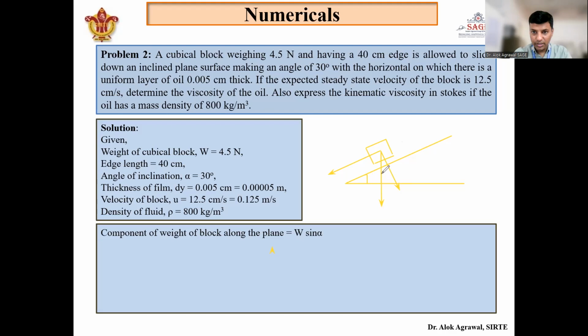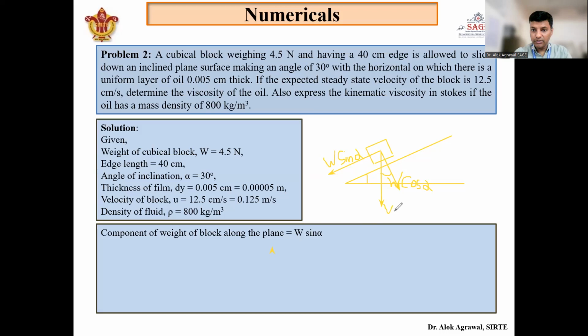If this is 30 degree, then this angle is 30 degree. Okay, so this will be the cos component, and this will be the sine component. W sine, and this one will be W cos. If you take this angle as alpha, this is W cos alpha and this is W sin alpha. So because of this angle, this block is sliding down, not because of W cos alpha, but because of W sin alpha.